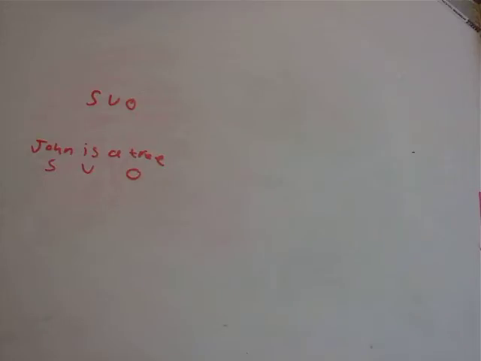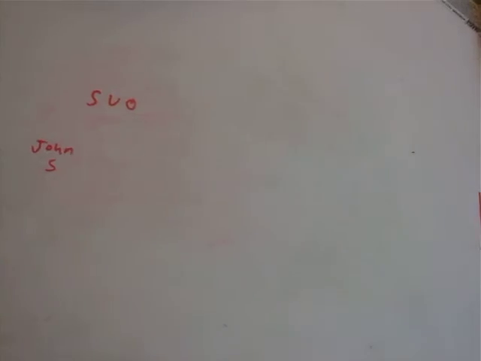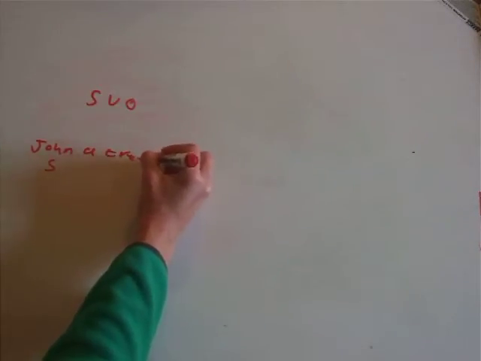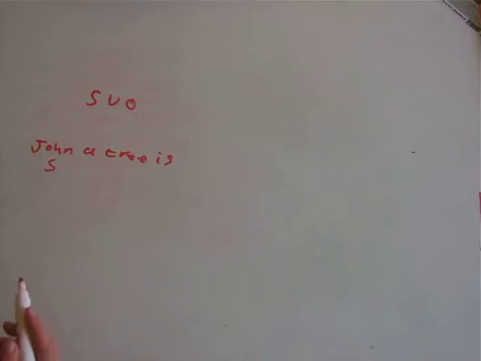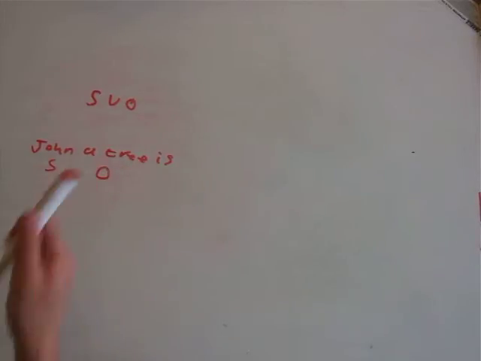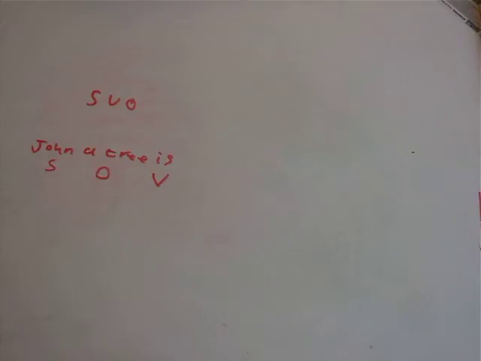So, now what if I did this? John, a tree is. John is the subject, put there. Tree is the object, and is the verb. Now it's in S-O-V. Now this doesn't make any sense because English is very strict with its word order. But, well, other languages are very strict as well, but they have a different word order. John, a tree is. It just doesn't make any sense.